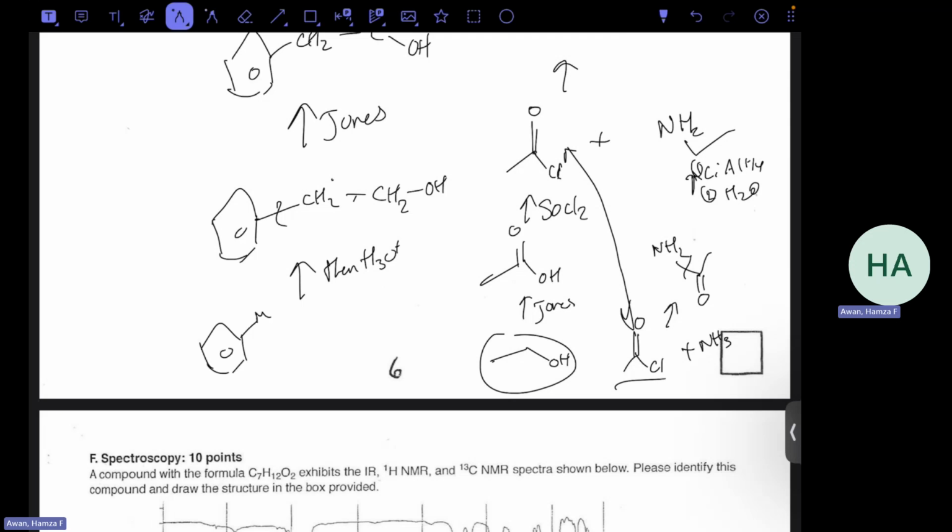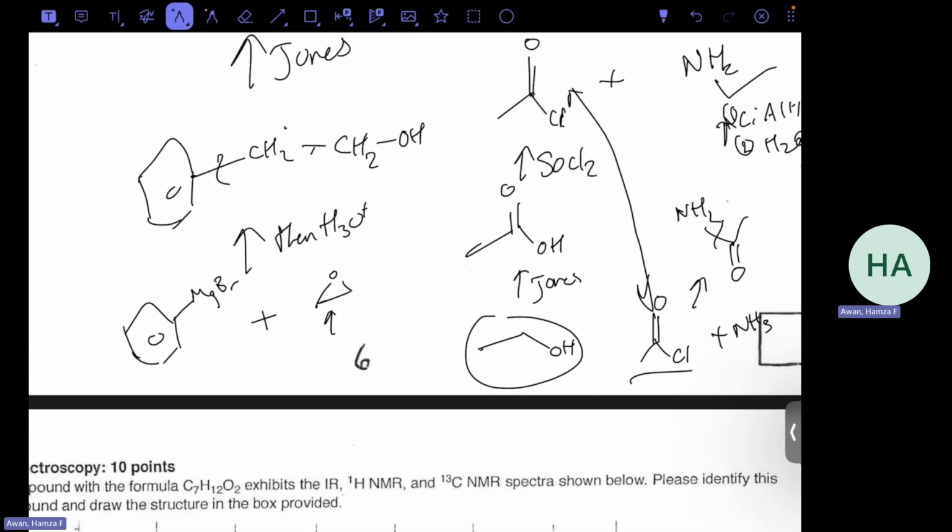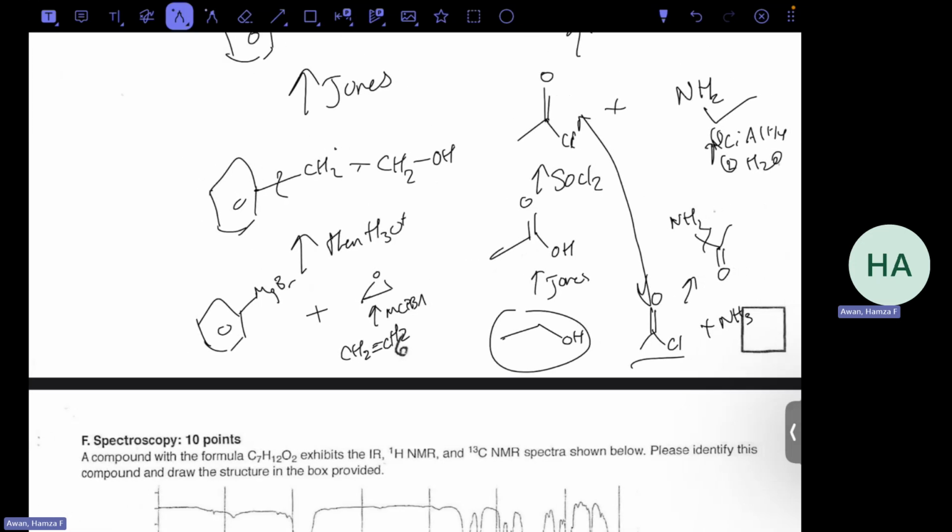So we would have this with the MgBr, and that is going to be attacking the epoxide, right? So we're back to epoxides, and for epoxides we know mCPBA, and we have our double bond, CH2 double bond CH2, right? So that's good. And then on the left side, the MgBr, we can get rid of with Mg in ether.